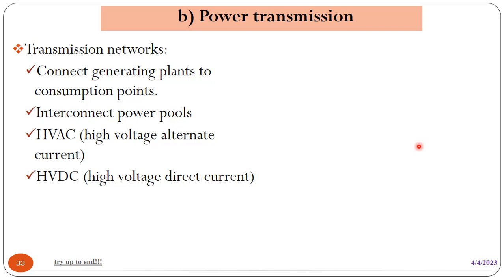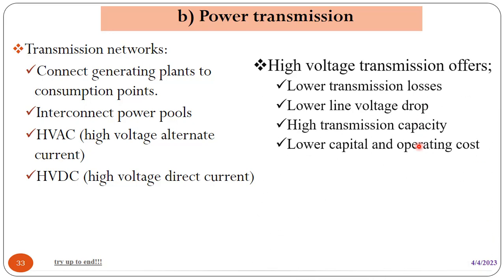Transmission networks connect the generating plant to the consumption point, with power transmitted over many kilometers. They interconnect power pools using high voltage AC current and high voltage DC current. So high voltage transmission offers advantages: lower transmission losses, lower line voltage drop, high transmission capacity, and lower capital and operating costs.